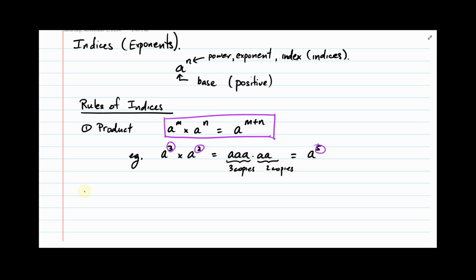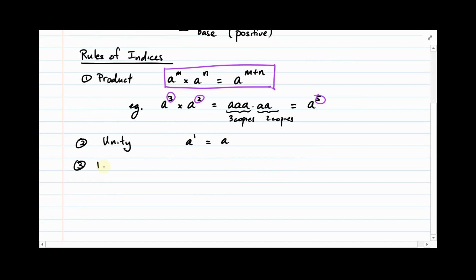We can continue to remember some of our other rules. A to the first power is just itself. Then let's look at the division, or quotient, rule. We had a to the m divided by a to the n, and this was the difference.